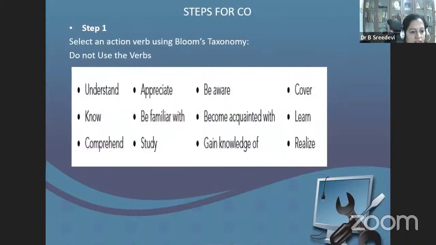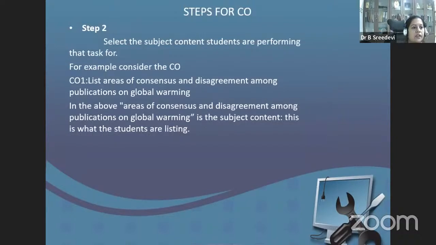Yes, it's not here as well. So you can completely neglect these words. Then what is step 2? Step 2, as I mentioned, you should select a subject content which very well explains that particular CO.